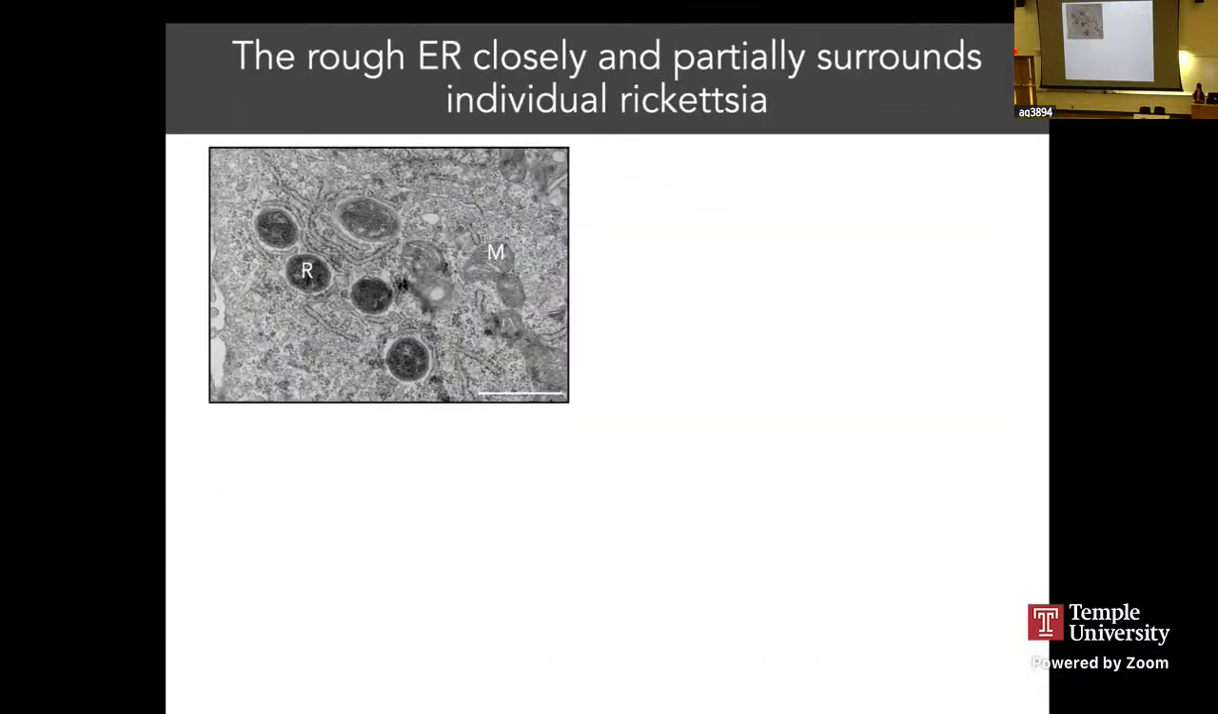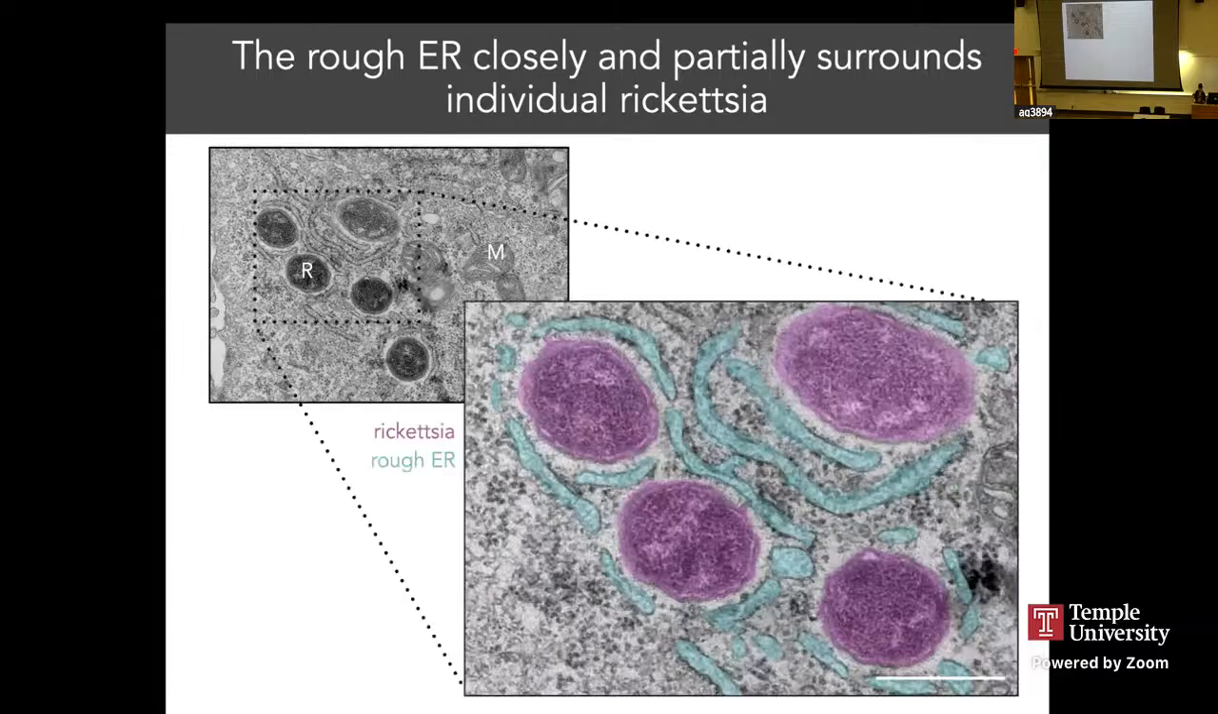And so for that, we did electron microscopy, which you can sort of see here, where we've marked the rickettsia with an R and the mitochondria with an M. And if we zoom in and color code the things that you need to worry about, you can see very clearly that the bacteria in magenta are not inside the ER. They are in fact being wrapped by the ER membranes.